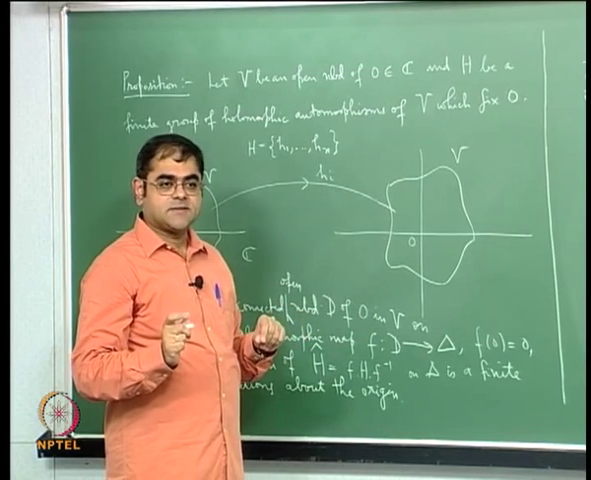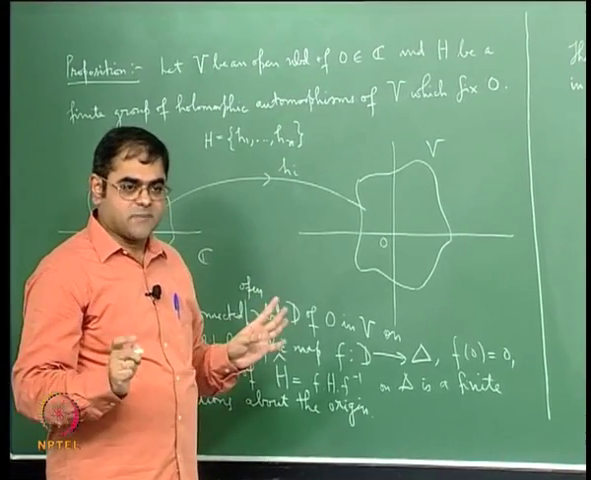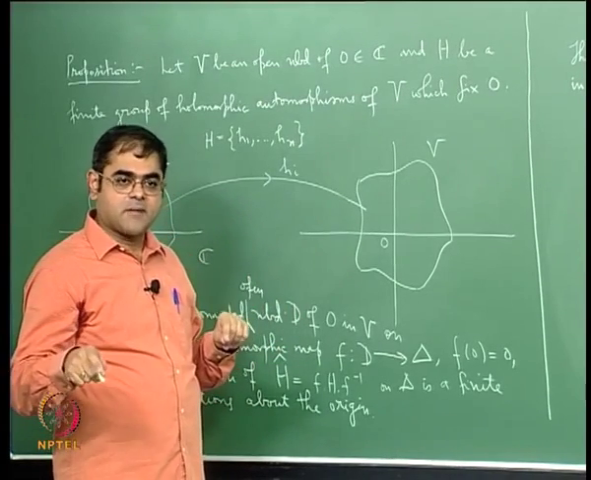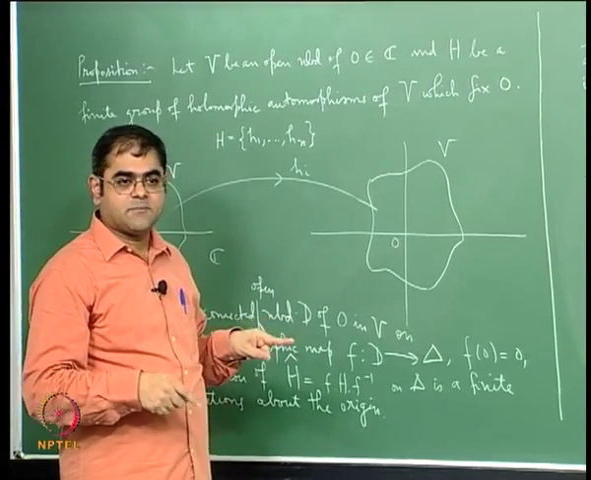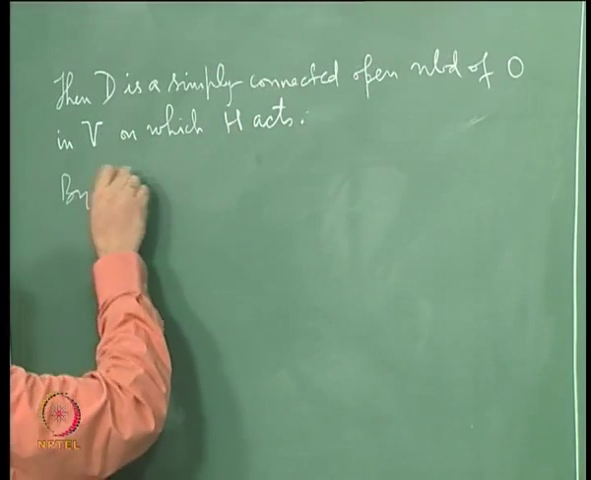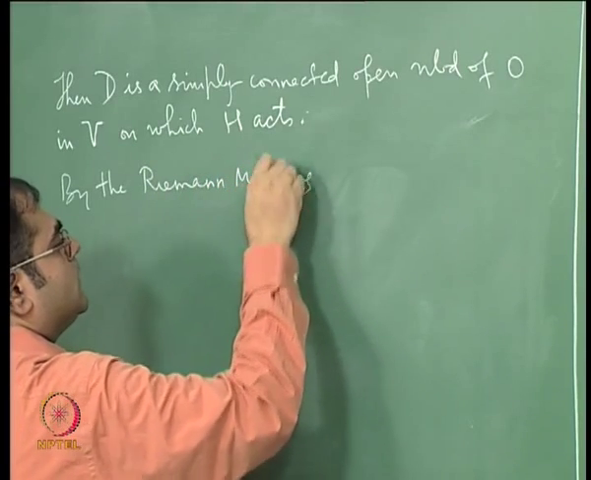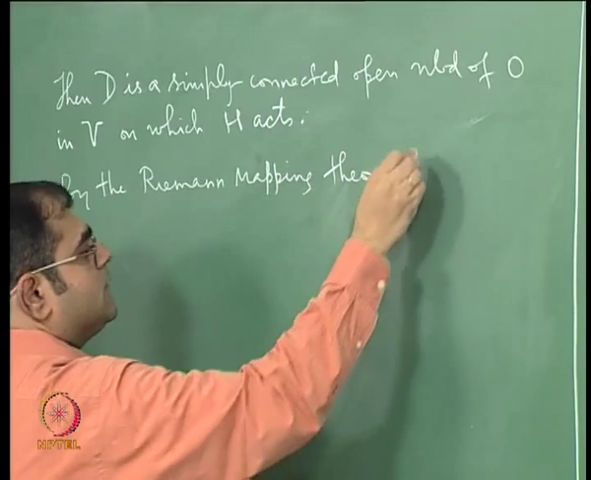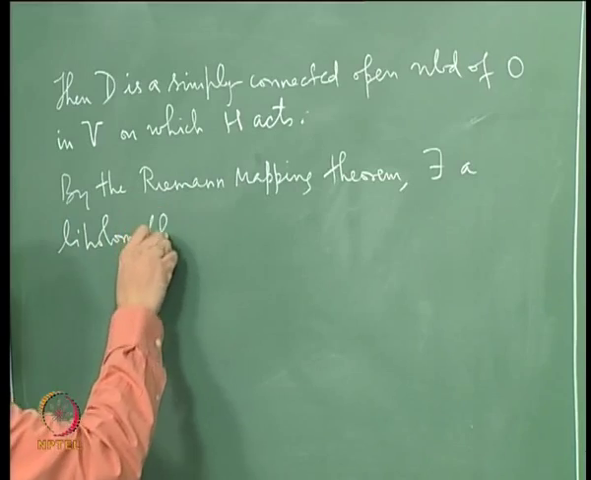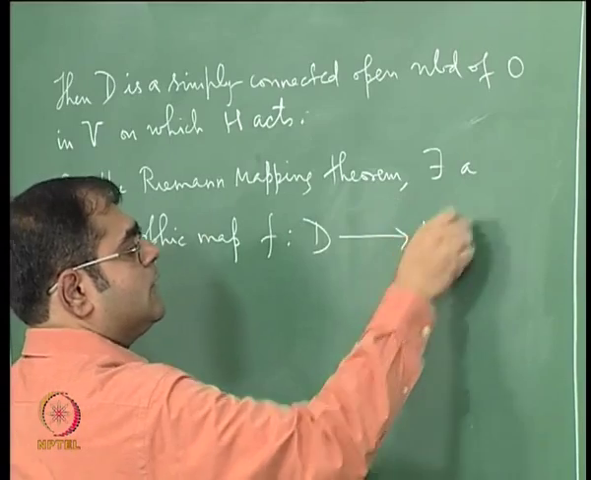The Riemann mapping theorem says take any simply connected open subset of the complex plane which is not the whole complex plane, then it is biholomorphically equivalent to the unit disk, and you can choose the biholomorphic map in such a way that any fixed point can be mapped to 0. So by the Riemann mapping theorem, there exists a biholomorphic map f from D to delta with f of 0 equal to 0.